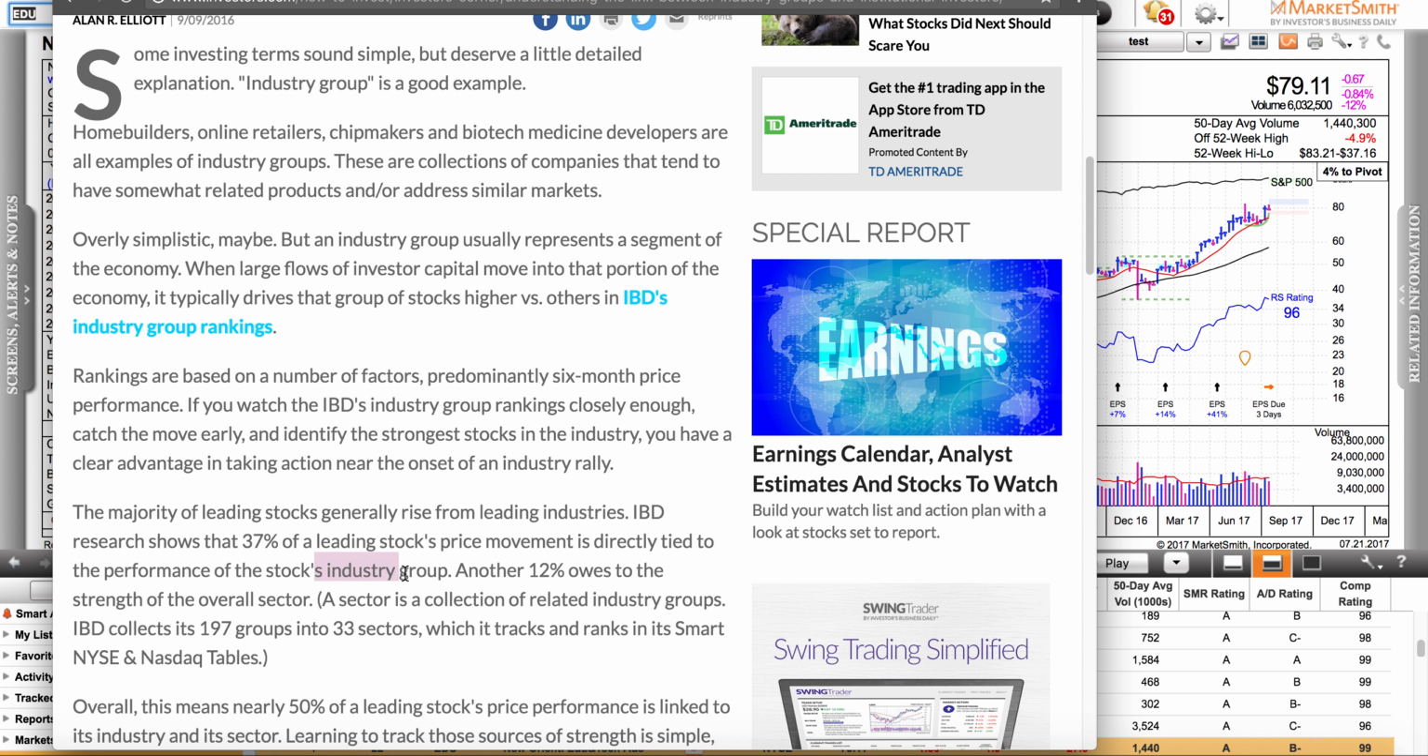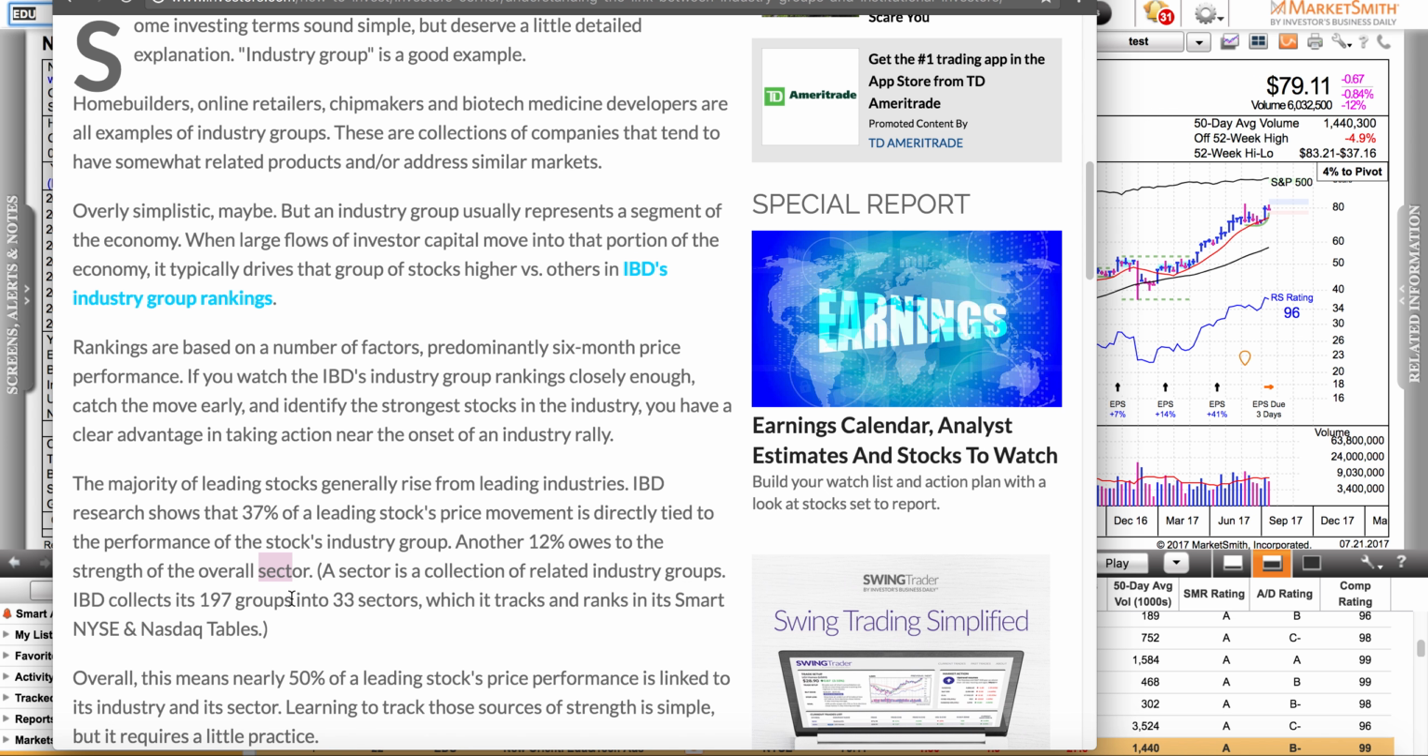So it means if the stock were to move 100%, 37% of it leads to which industry group it falls into. Then the 12% falls into which sector it falls under. So combined, we can look at almost 49%. About 49% of the stock movement can be defined by just being in the right industry and in the right sector, right?